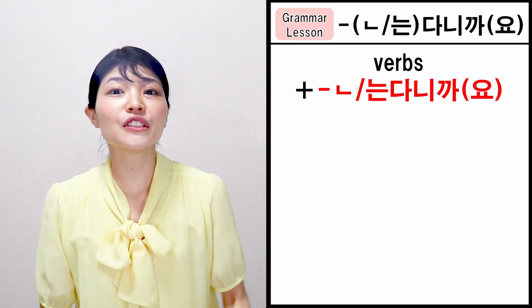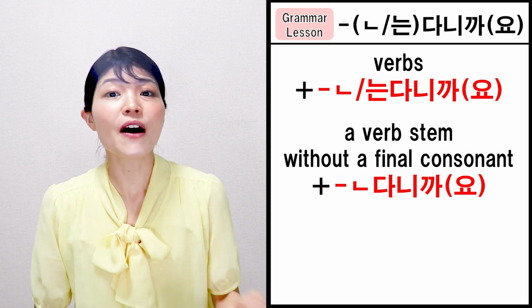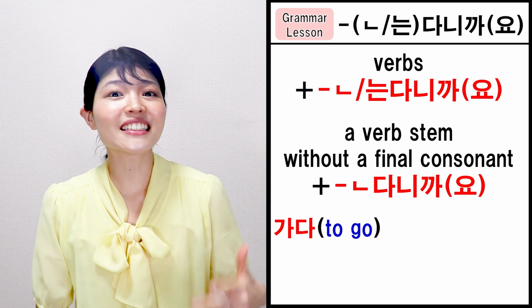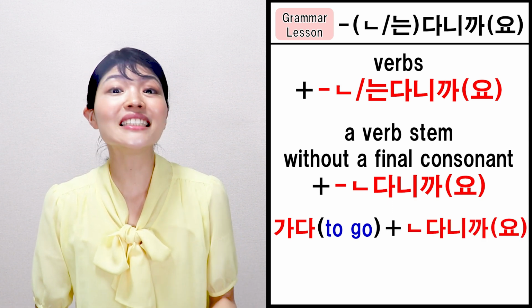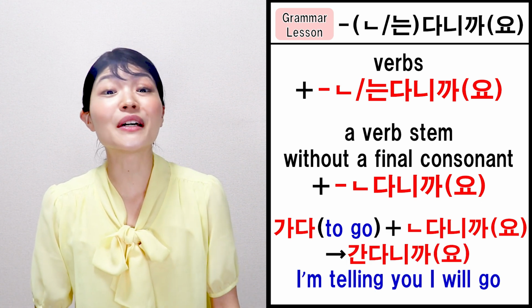For verbs, you use 는다니까요. You attach ㄴ다니까요 if a verb stem does not have a final consonant. For example, 가다, to go, does not have a final consonant. So you add ㄴ다니까요 to make 간다니까요. I'm telling you I will go.